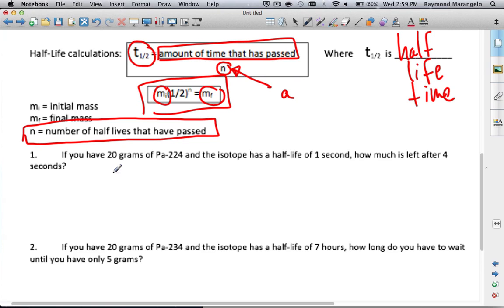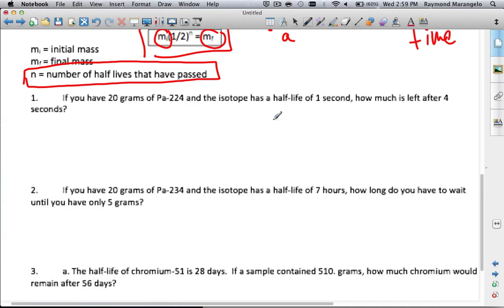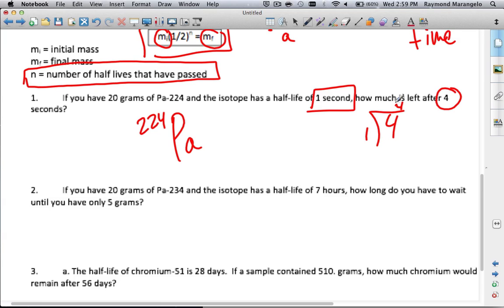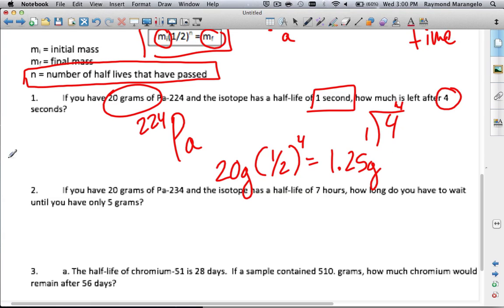Let's do a couple examples. If you have 20 grams of Pa-224, and it has a half-life of 1 second, how much is left after 4 seconds? Well, pretty easy, right? 4 divided by 1 equals 4. So 4 half-lives. So I'll just do 20 grams times 1/2 raised to the 4th, and you'll see that that will equal 1.25 grams.